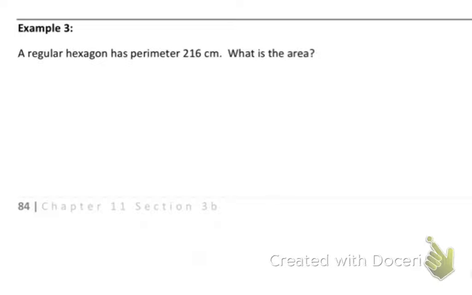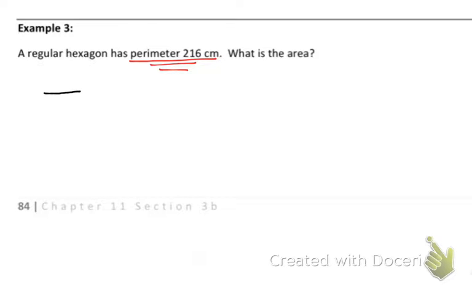All right, so a regular hexagon has perimeter 216. Oh, good, we have our perimeter. This has got to be an easy one, because we already have half the problem done. What is the area? That means I need to draw a picture. I need to draw a hexagon.